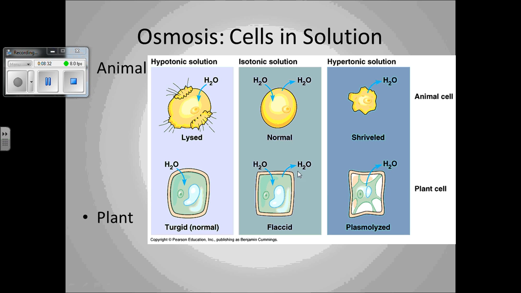So this is what happens in animal cells. If too much water comes in, you're going to have a lysis involved. Your cell explodes. Isotonic, it's normal. And in the hypertonic, your cell is going to shrivel up and die.